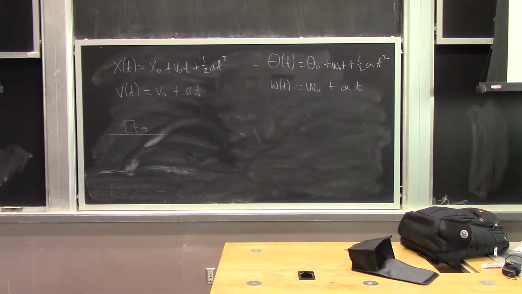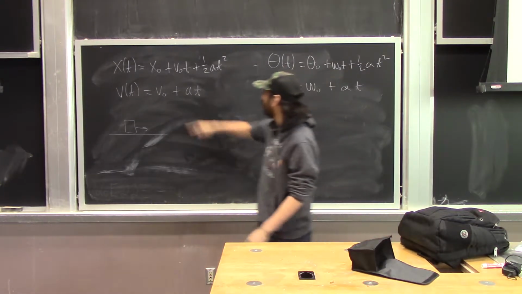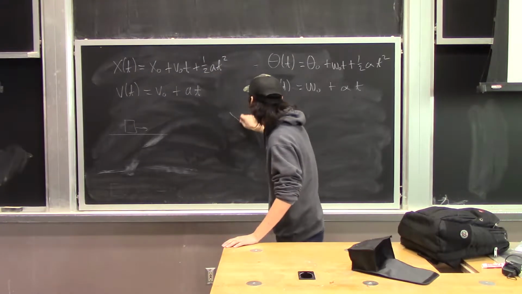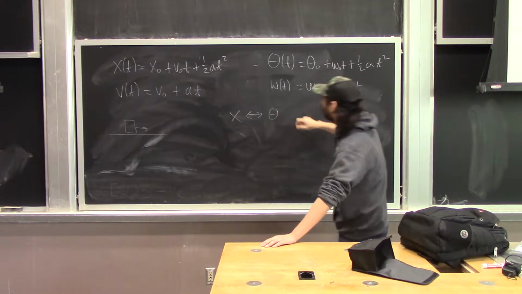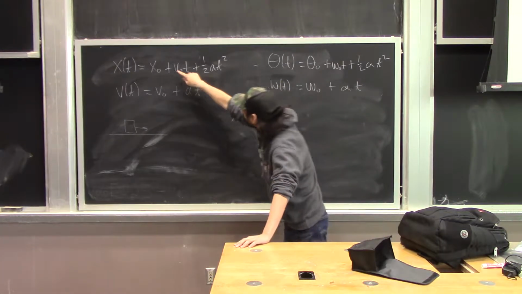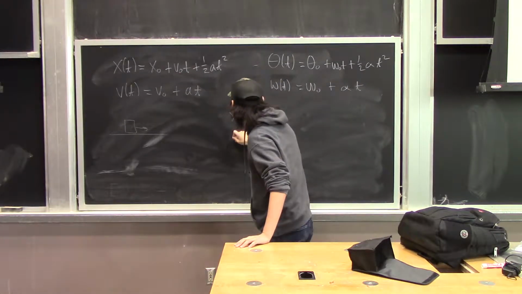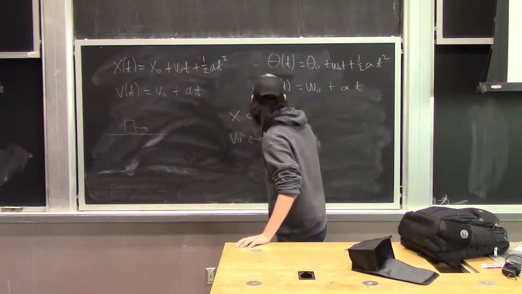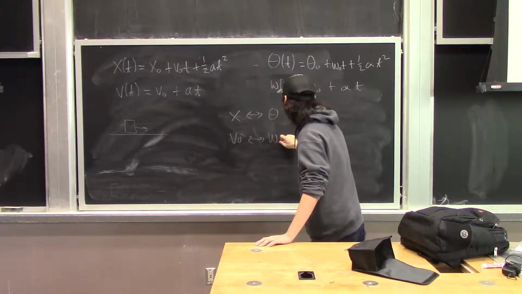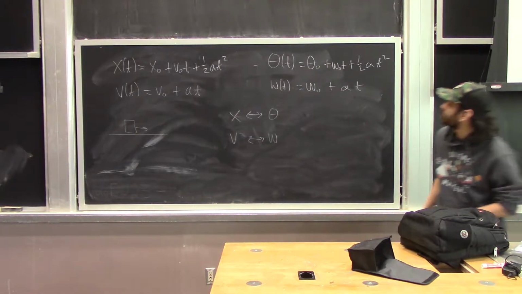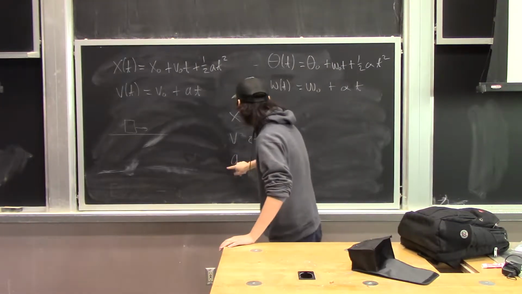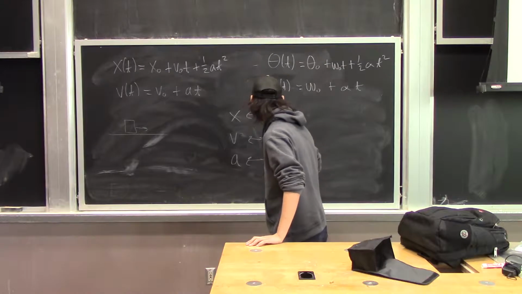Now, when we compare these equations, we see that the position is analogous to the angle, so there's a comparison between x and theta. We see something similar for the linear velocity v and the angular velocity omega. And the acceleration: we had our linear acceleration and our angular acceleration.